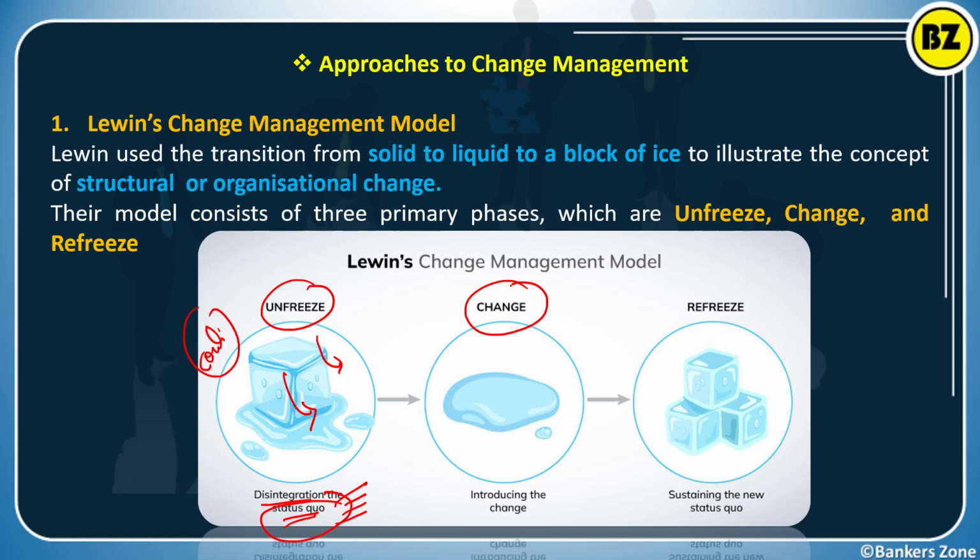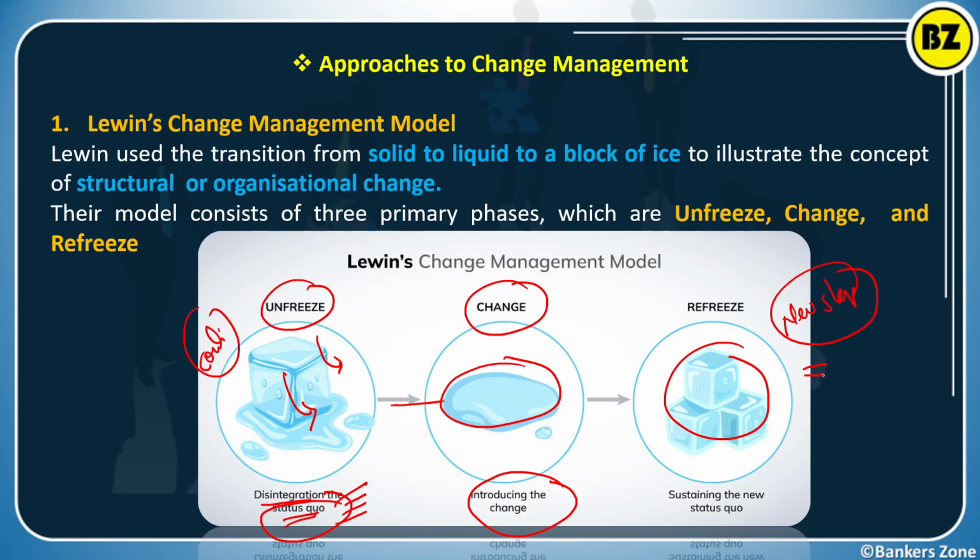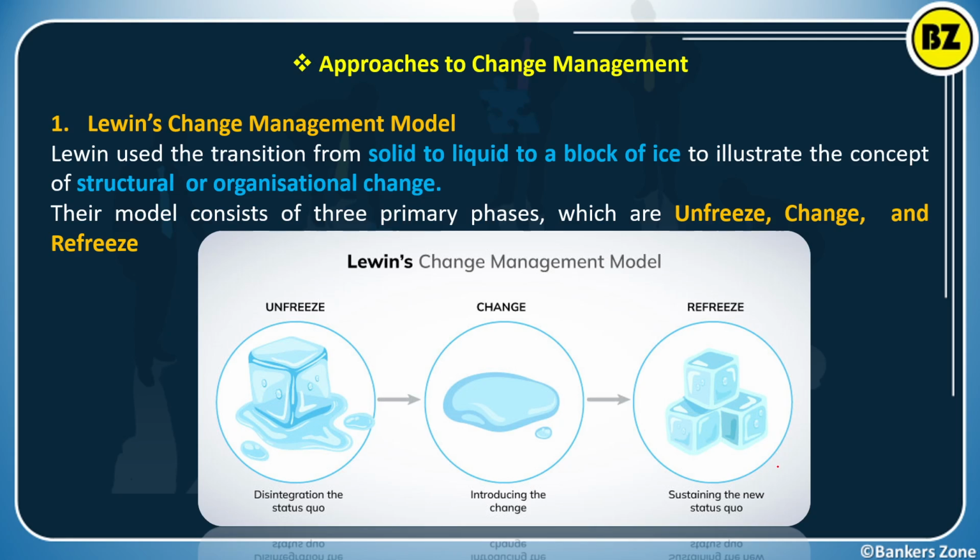Next is change. Change means introducing the change. Once it becomes liquid, you can implement the change, right? Refreeze means you now make a new shape for the organization. Whatever changes you want, once it becomes liquid you can implement easily, so you are sustaining the new status quo, right? So these are the basic three stages: unfreeze, then change, then again refreeze. This is the basic concept of Lewin's change management model.